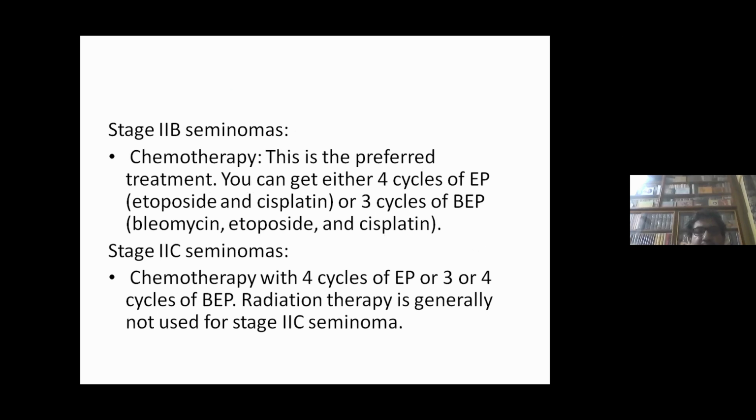Stage 2B seminomas, chemotherapy. This is the preferred treatment. You can get either 4 cycles of etoposide and cisplatin or 3 cycles of bleomycin, etoposide, and cisplatin. Stage 2C seminomas, chemotherapy with 4 cycles of etoposide and cisplatin or 3 or 4 cycles of bleomycin, etoposide, and cisplatin. Radiation therapy is generally not used for stage 2C seminoma.